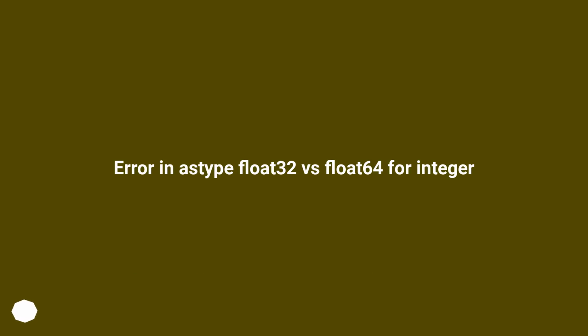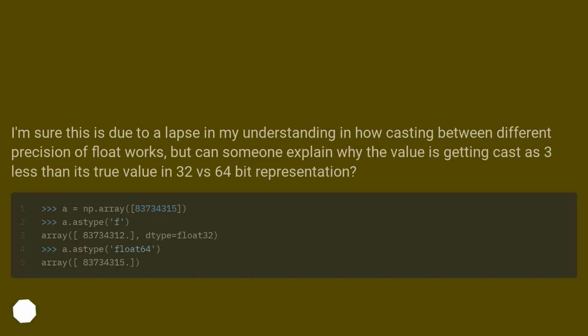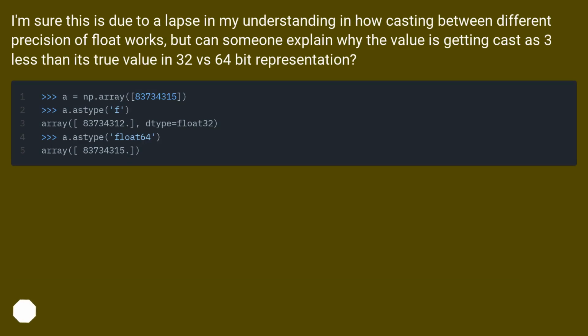Error in astype float32 versus float64 for integer. I'm sure this is due to a lapse in my understanding of how casting between different precisions of float works, but can someone explain why the value is getting cast as 3 less than its true value in 32-bit versus 64-bit representation?